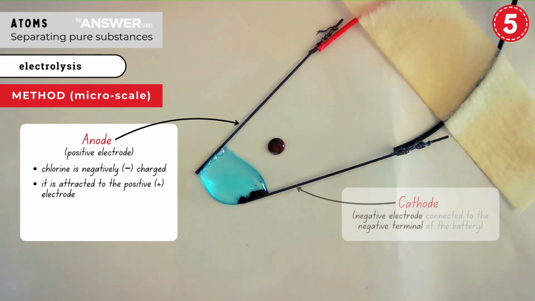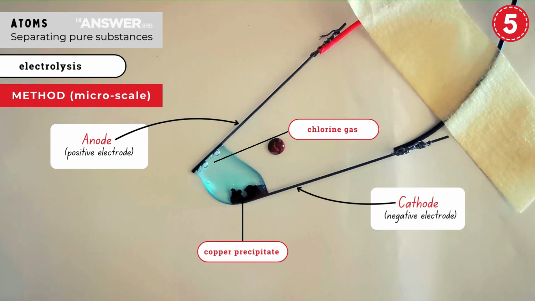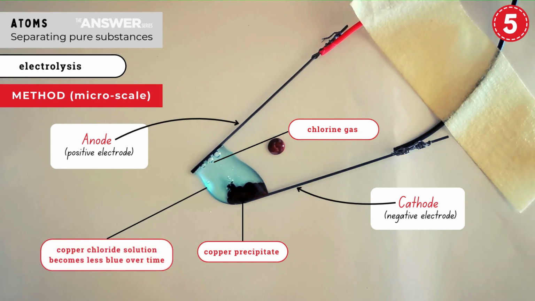Chlorine has a negative charge and it's attracted to the positive electrode called the anode. You can see small gas bubbles appear around the positive electrode. These are identified as chlorine gas. You can also confirm this by lifting the petri dish and gently wafting some of the gas that has accumulated inside it towards your nose. You'll notice that it has a chlorine or bleach-like smell, the smell of a clean swimming pool, which is very characteristic of chlorine. The deep blue copper chloride solution also becomes lighter over time the longer the electrolysis continues.